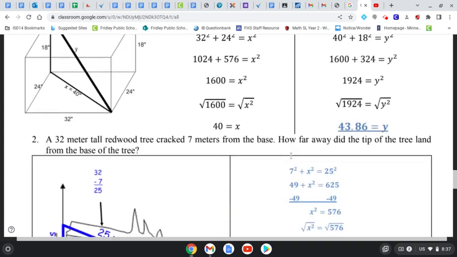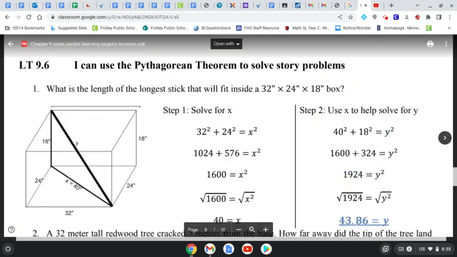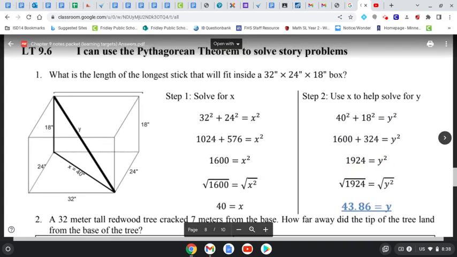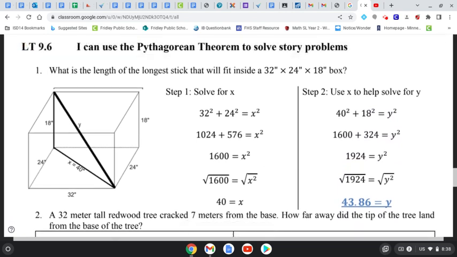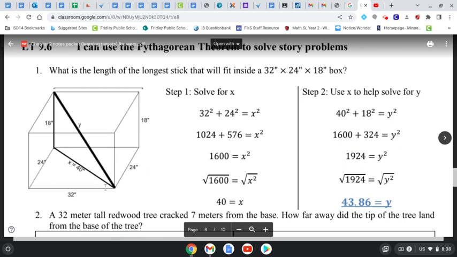So here we go. We have a few word problems to look at today, just 3 of them. The first one is, what is the length of the longest stick that will fit inside a 32 by 24 by 18 inch box? So we can see 32 by 24 with a height of 18. And to find the length of the longest stick, if you think about how a stick would fit inside of this box, you can quickly see going from corner to corner is going to be the best idea.